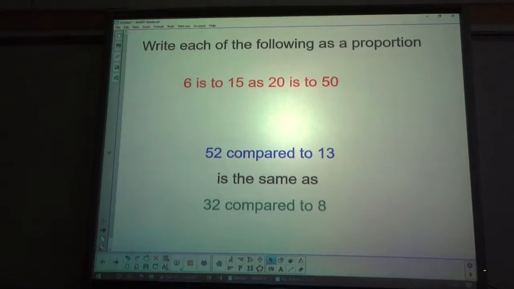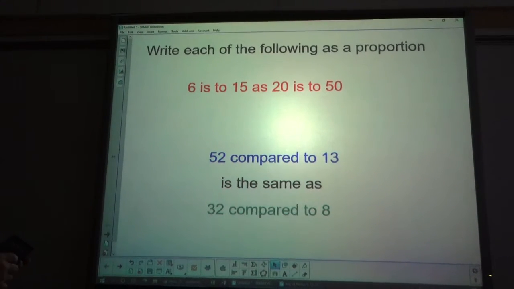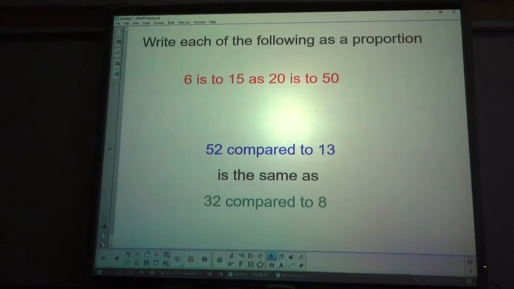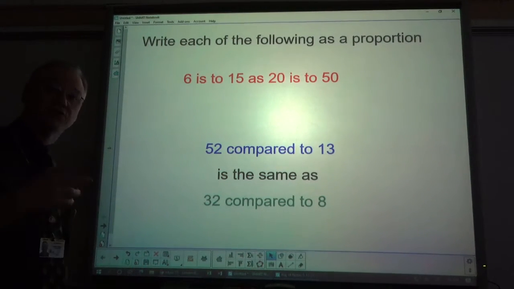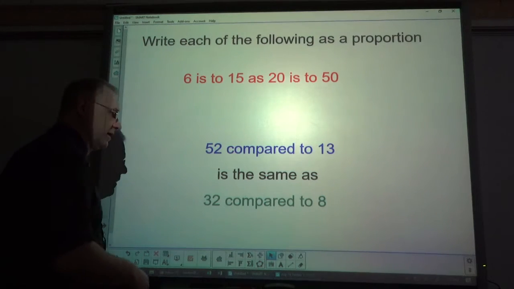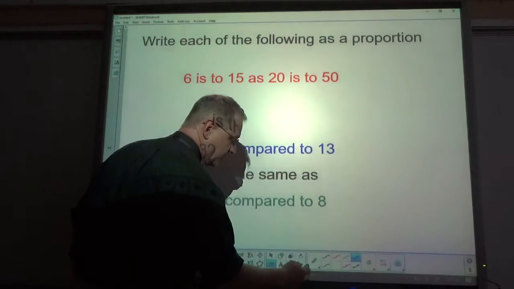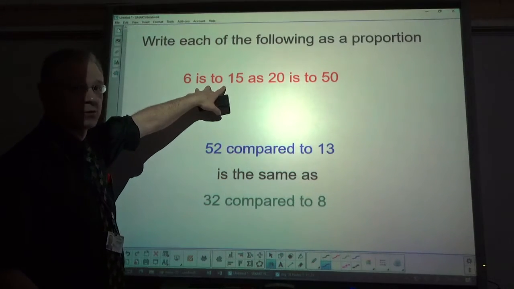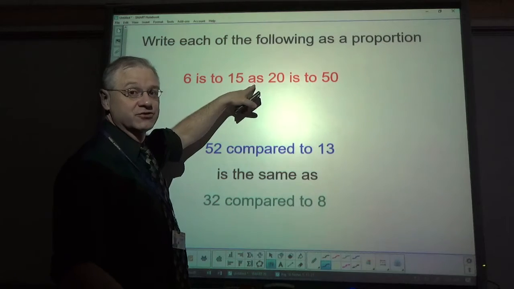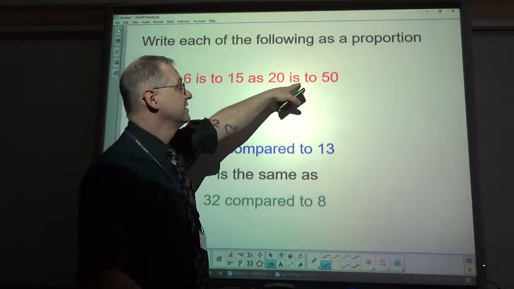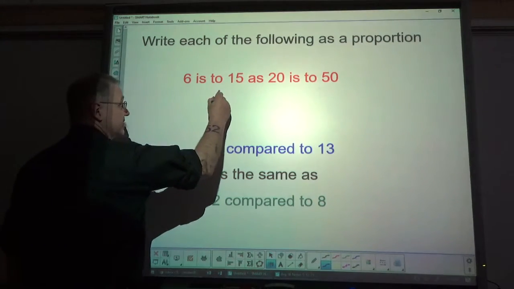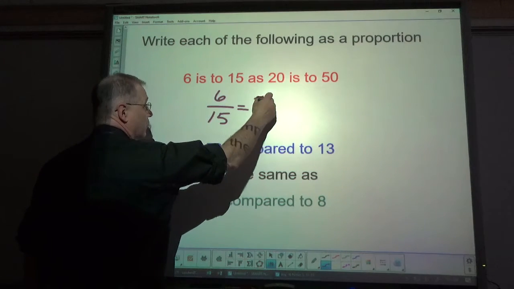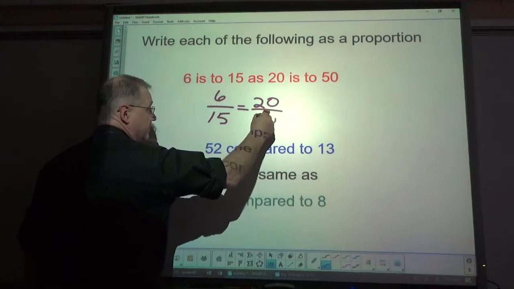All right, today we're going to talk about proportions. Now, a proportion is two fractions that are equal to each other. And the two fractions, ratios, like we talked about yesterday, in this problem here, 6 is to 15. That's your first one. As, there's your equal sign, 20 is to 50. So 6 is to 15 as 20 is to 50.